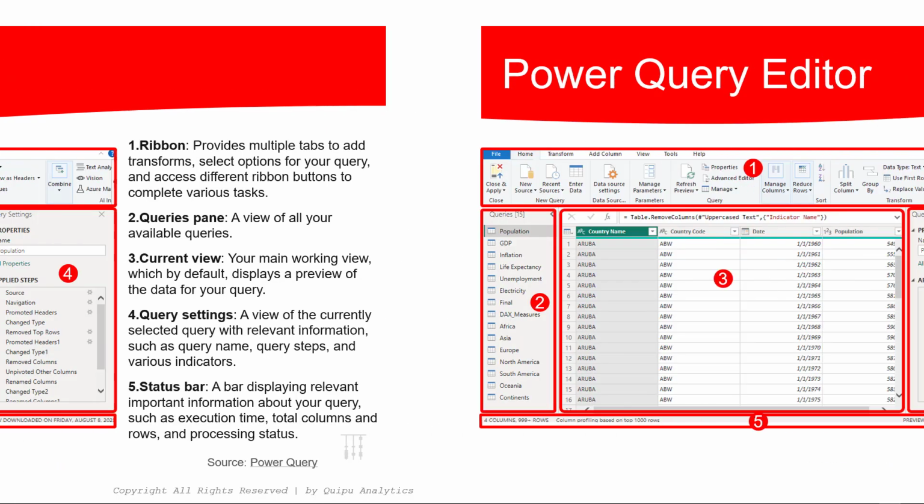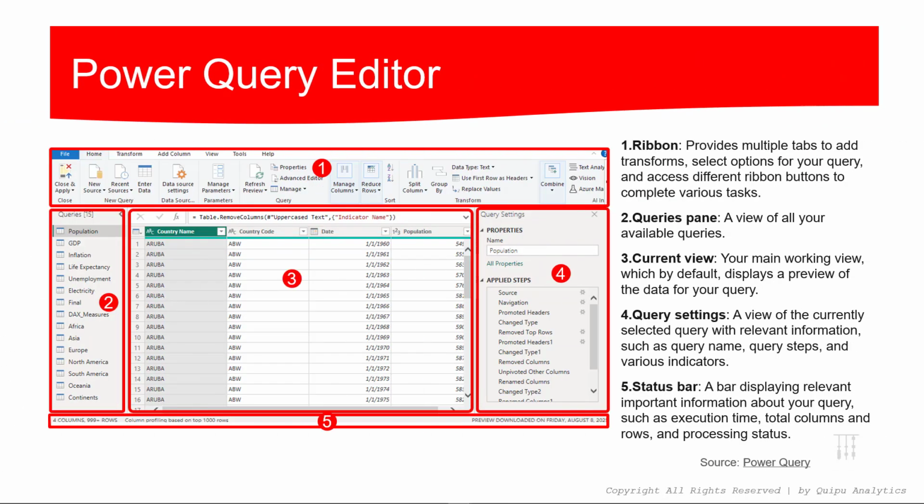And let's keep moving and talk about Power Query. Power Query is really powerful. It is within Power BI Desktop. And also now you can explore Power Query in the cloud directly, but that's a different topic. But here we're talking about Power Query within Power BI Desktop. So at a high level, we have 5 different parts right here. The first one is the ribbon. So there are many options here, but you can use these options to shape your data, to transform your data, as it says right here. Provides multiple tabs to add, transform, select options for your query, and access different ribbon buttons to complete various tasks. Many options, like I said, to shape your data.